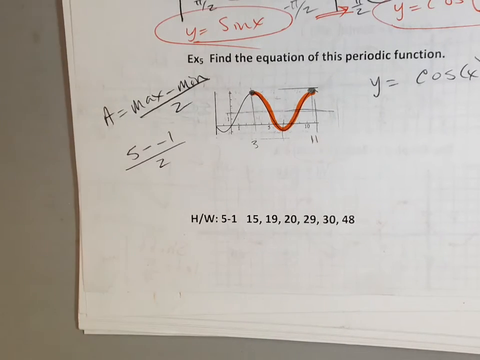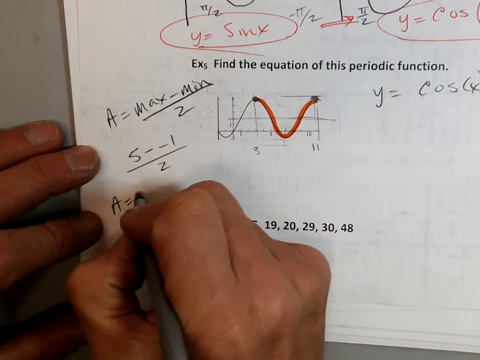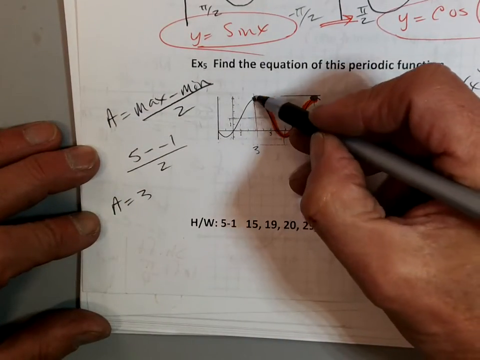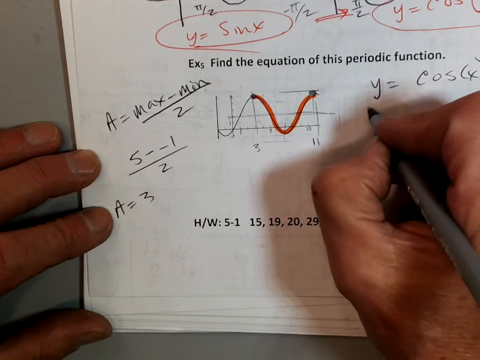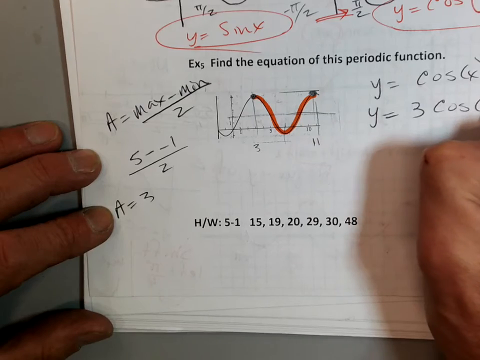Okay, I'll do it again. If you can't figure out what the amplitude is, it is up 3, down 3. But if you can't see that, it's always the max, 5, minus the min, minus the negative 1, which is 6 over 2, which is 3. But hopefully you can see the 3. Do you see it goes up 1, 2, 3 and down 1, 2, 3? So let's rewrite this equation: y equals 3 cosine of x.